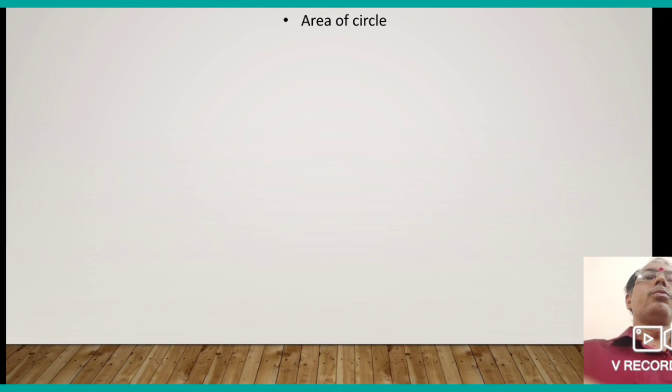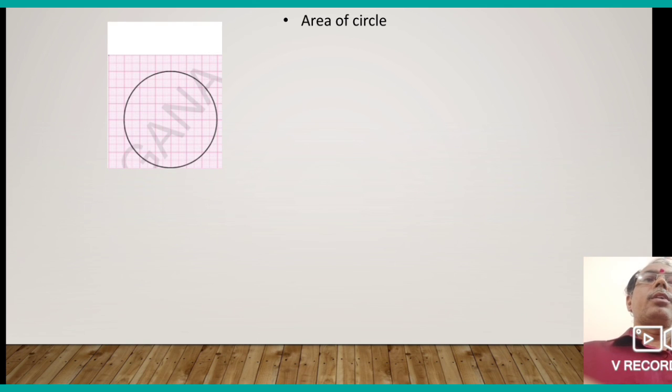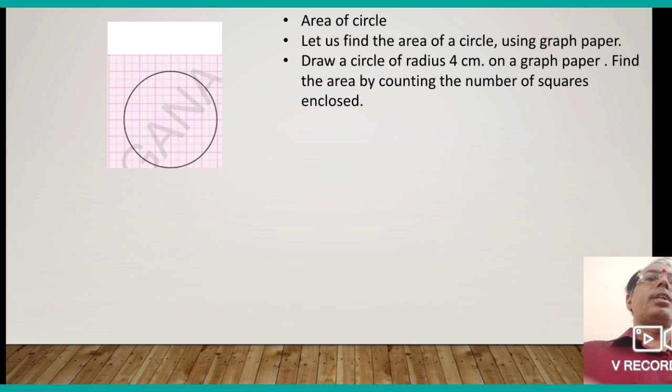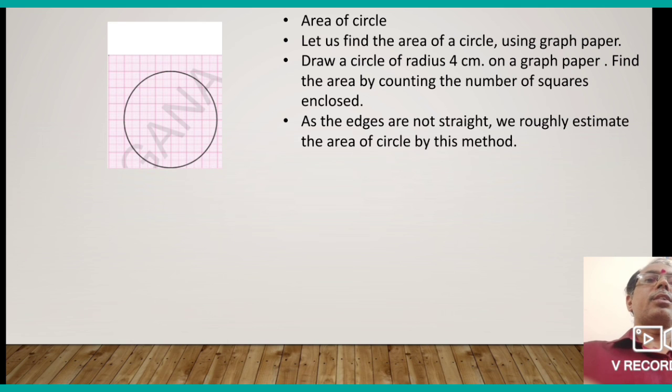Now area of circle, children. This is also a main concept. Here we can find the area of a circle by using graph also. See this, let us find the area of a circle using the graph paper. Draw a circle of radius 4 cm on a graph paper and find the area by counting the number of squares enclosed. Got it done? We did this type of areas in 6th and 7th classes. As edges are not straight, we roughly estimate the area of the circle by this method. Okay, approximately we can estimate.